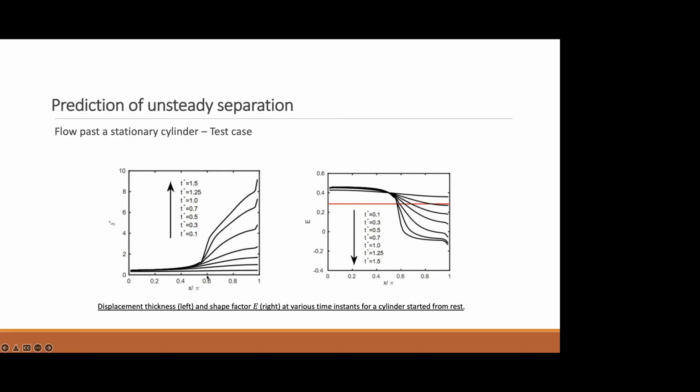So this vertical line in the displacement thickness, which is kind of like a shock, denotes that flow separation is about to happen. So when we get this kind of a shock, the equations become very stiff and it's not possible to integrate the equations beyond this point. So this is actually when flow separation occurs. So we can use this to predict the occurrence of flow separation.